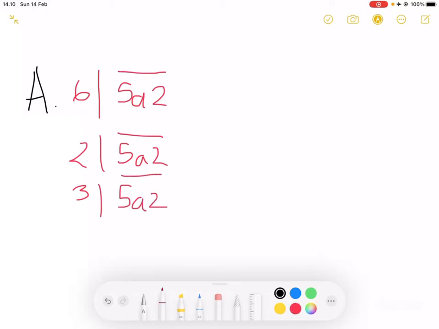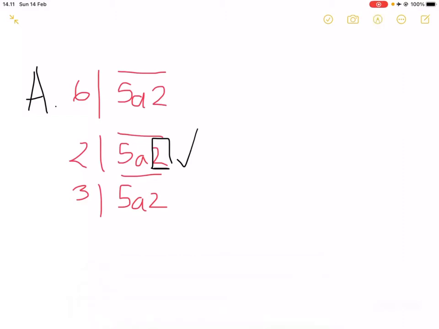So for 5a2 to be divisible by 2, the ones digit must be an even number, and in this case it's true because we have 2 on the end. So this case checks true. For it to be divisible by 3, the sum of the digits must be divisible by 3.